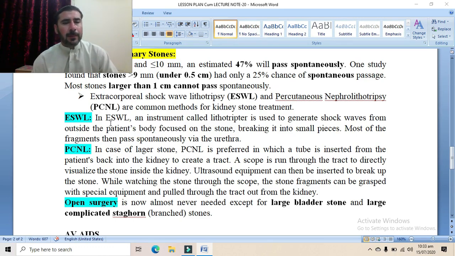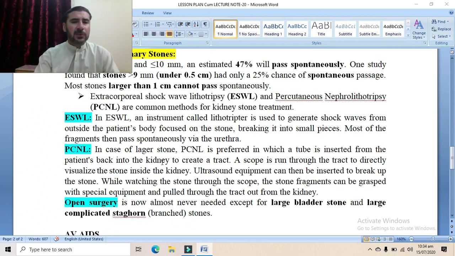But before applying these waves, ultrasound or X-ray will be used to locate the stone inside the kidney or inside the bladder, and after that the lithotripter will be used to produce the shock waves, the high pressure waves, which will ultimately break down the stone into small pieces, and those pieces will spontaneously pass through the urethra. Whenever we drink a lot of water, they will continuously be removed.